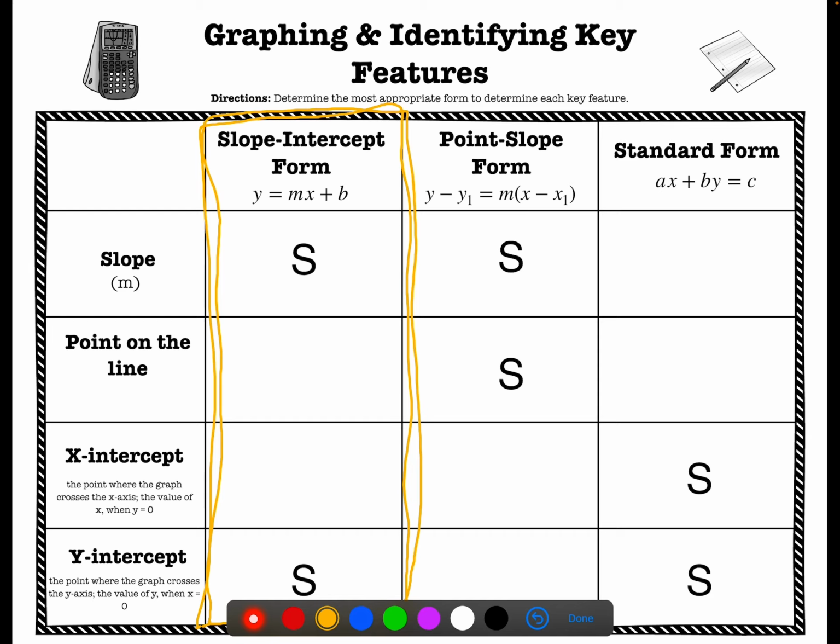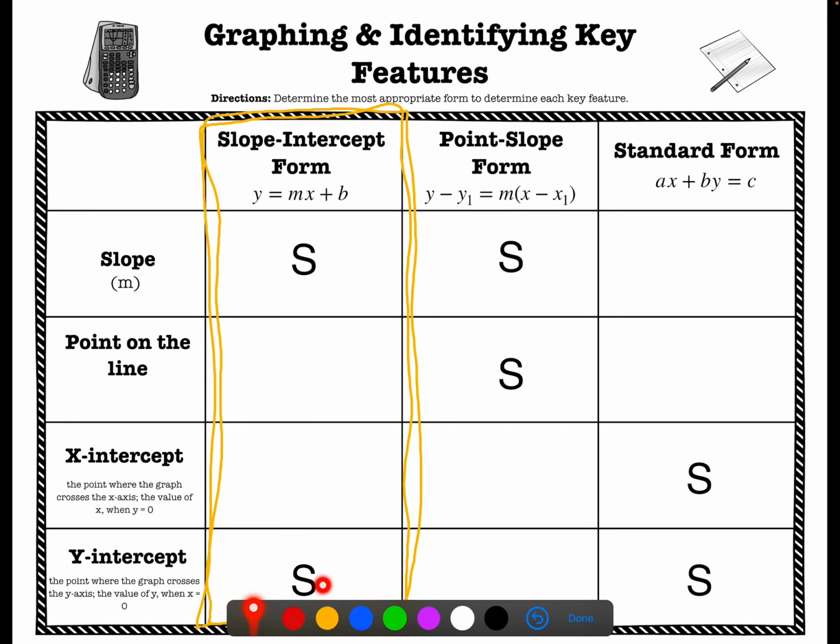And what I mean by that is when we deal with slope-intercept form, for instance, that's y equals mx plus b. We can easily identify the slope in slope-intercept form. And we can also easily identify the y-intercept because the y-intercept is given by our b. So when we see a problem that has this information, it's easy to write it in slope-intercept form.